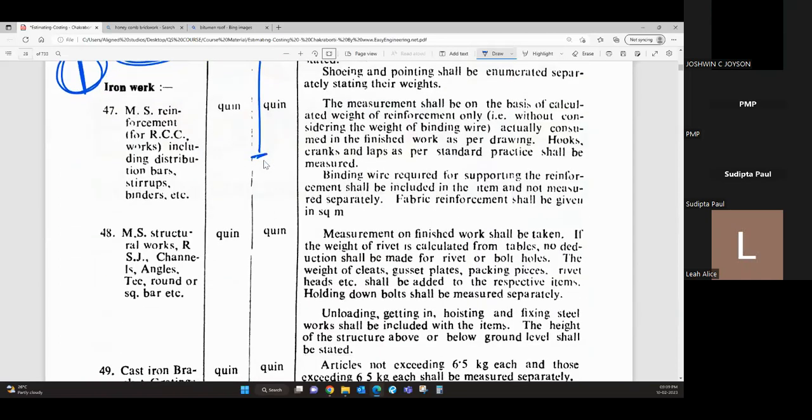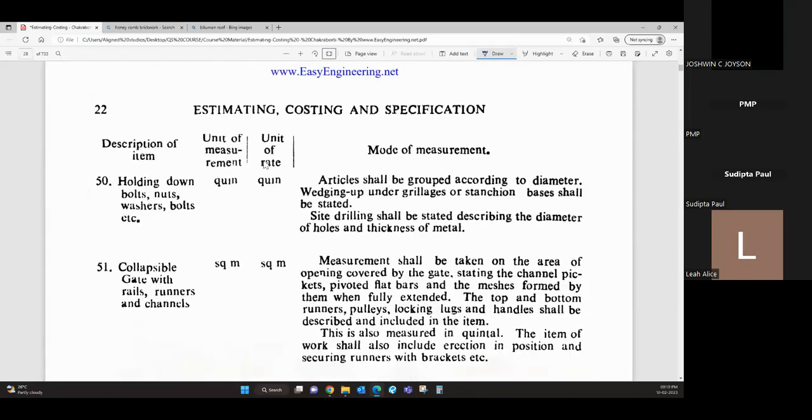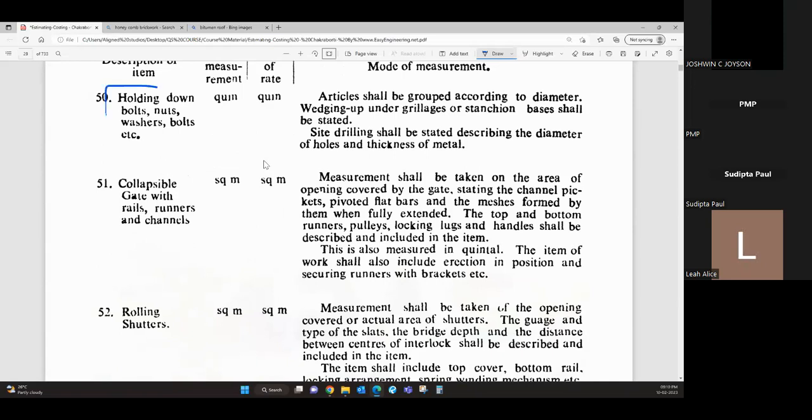Iron work is always considered in metric ton. This is not a common unit; it is basically only used in Europe. In the other parts of the world, the reinforcement or the steel work is always considered in metric ton. Same goes with cast iron. Same goes with bolts and nuts. Everything which is made of iron or metal comes in metric ton.